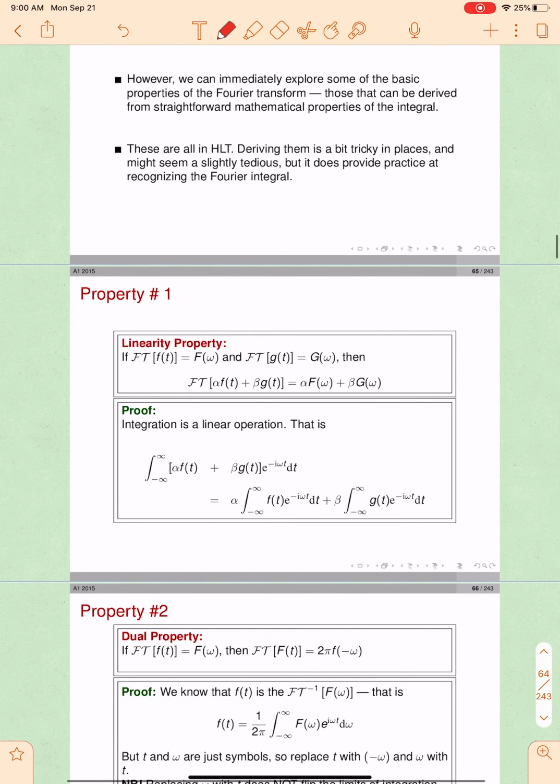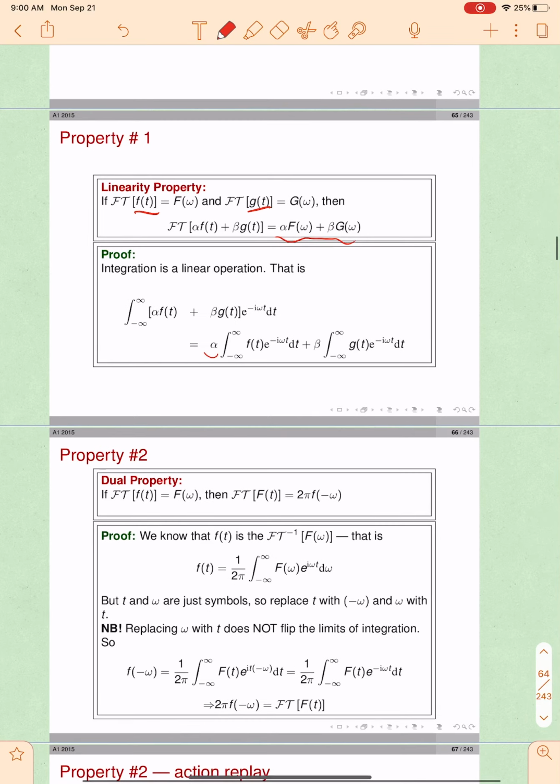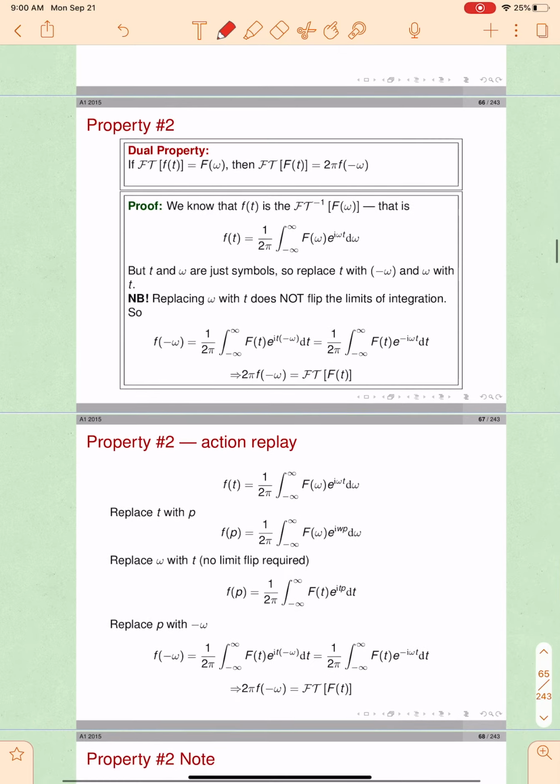Some properties, there are 7 or 8 properties in total. First property is the linearity property. So you want to Fourier transform f(t) and g(t), you add a coefficient in front of each, then you get a Fourier transform with the respective coefficient in front of it. So you can just take the coefficient out of the integral.